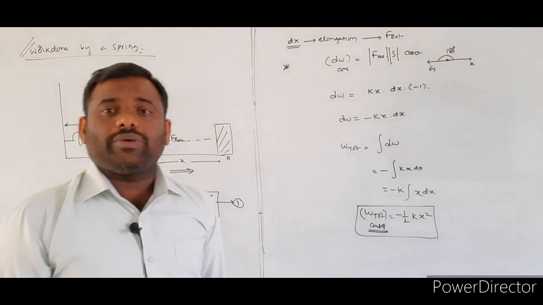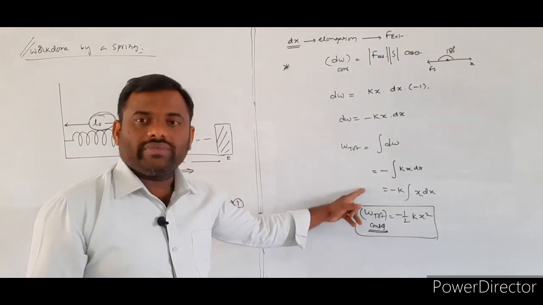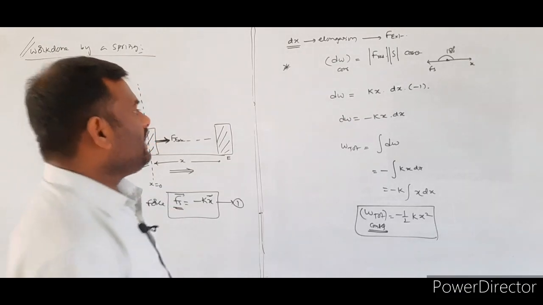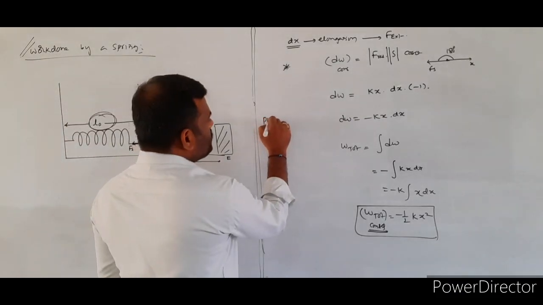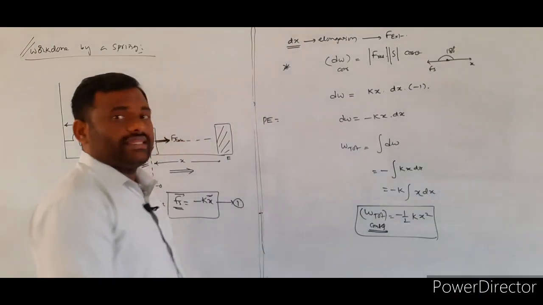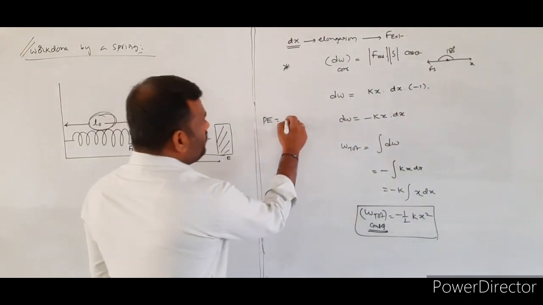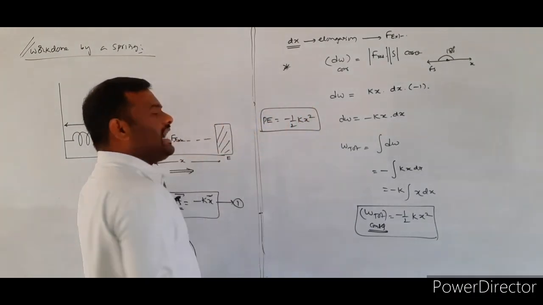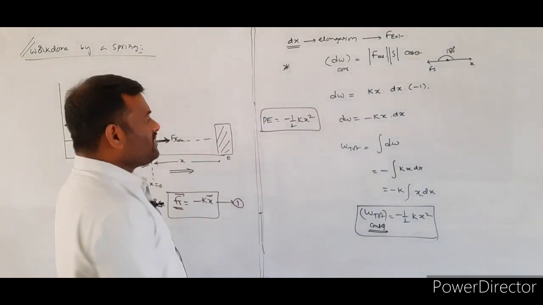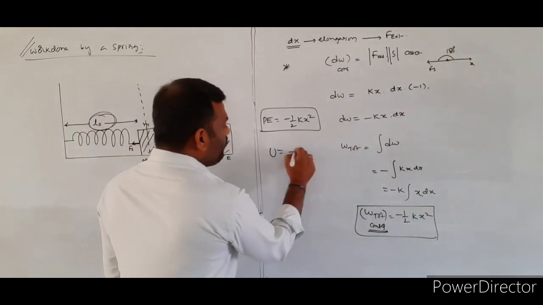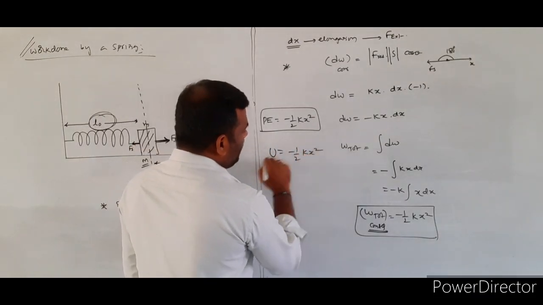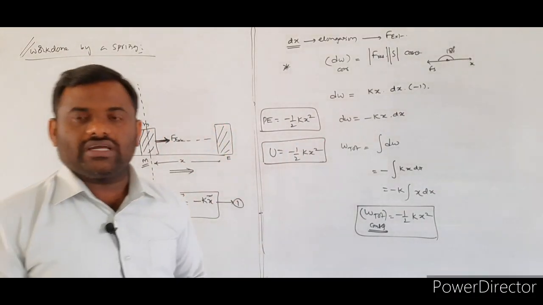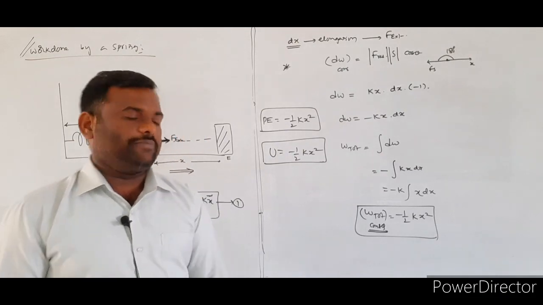By the definition of potential energy, we said that work done by the conservative forces will be stored in the form of potential energy. Therefore, the potential energy which is stored inside the spring is equal to minus half kx square. Generally, the potential energy is represented by U. U is equal to minus half kx square. So this is the expression for the potential energy of a spring.